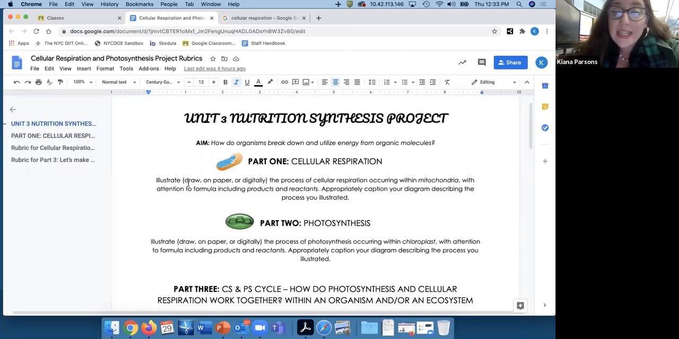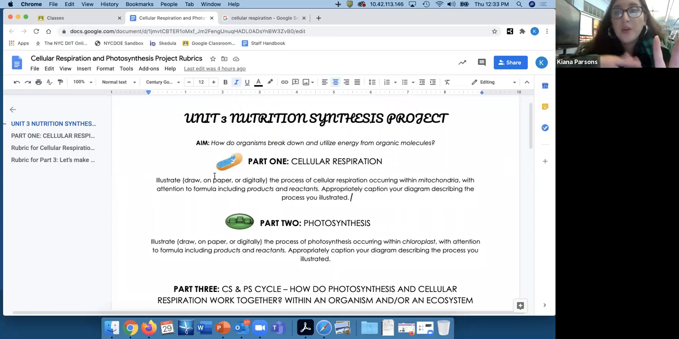So you are going to illustrate. By illustrate, I mean literally draw. So you can either draw it on paper and take a photo of your drawing and upload that, or digitally draw it somehow, however you would be able to draw it digitally. So I'm open to however you're able to produce that.